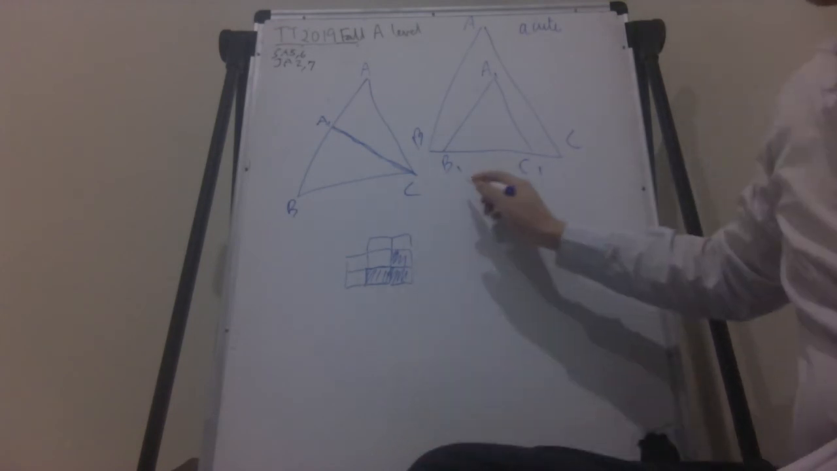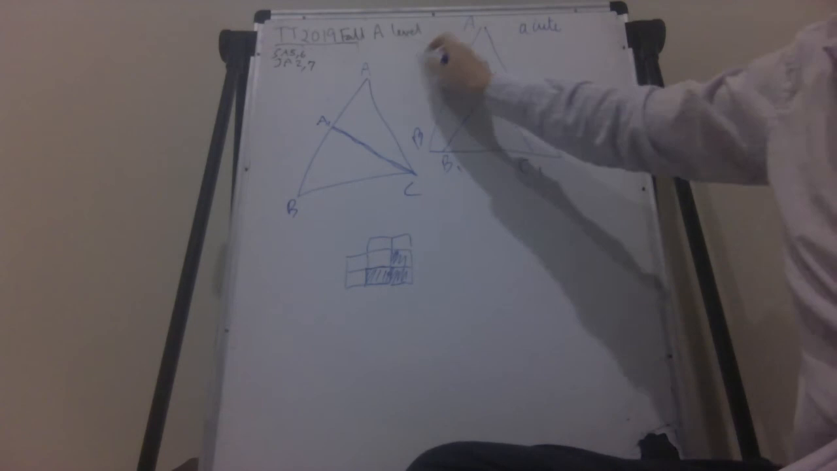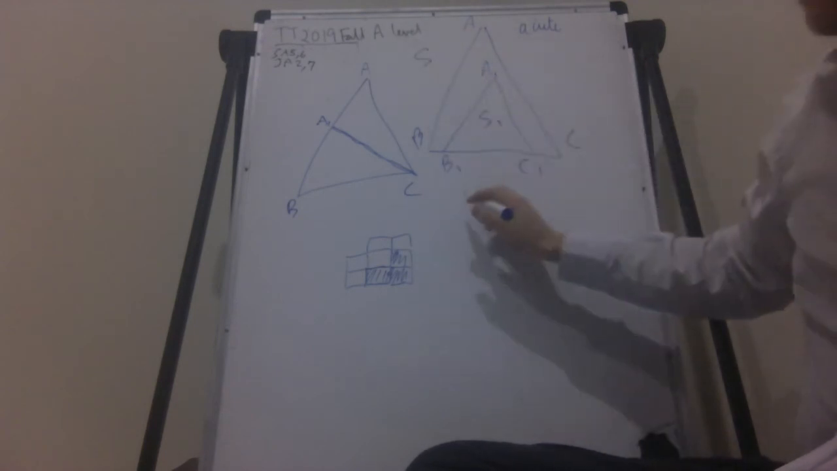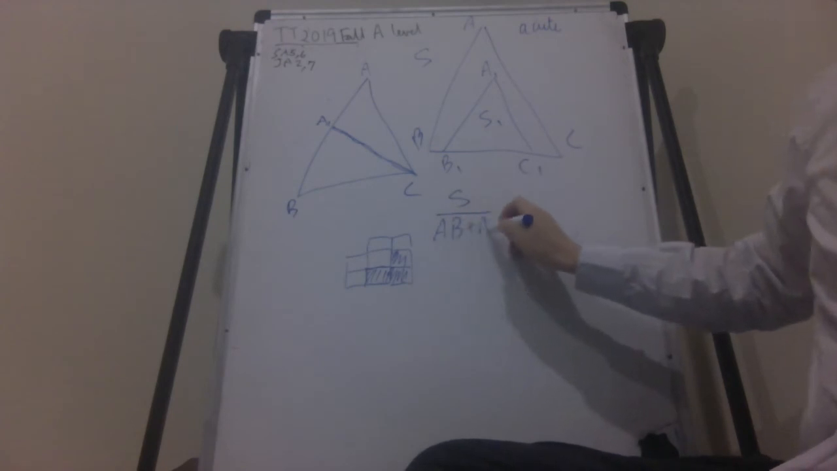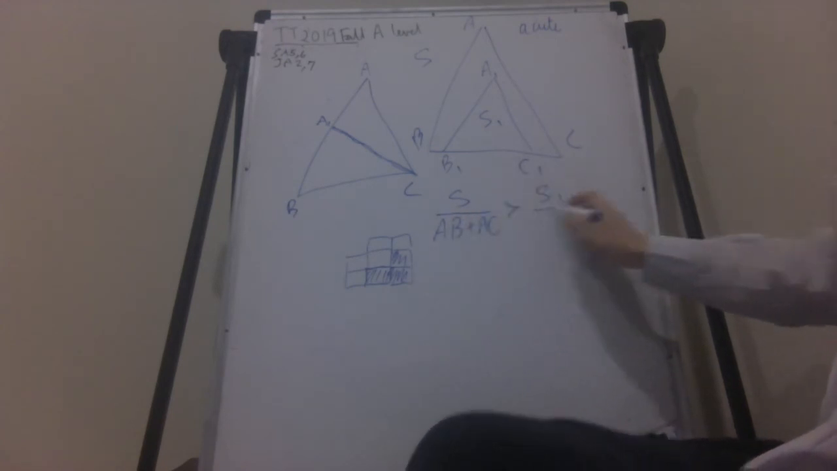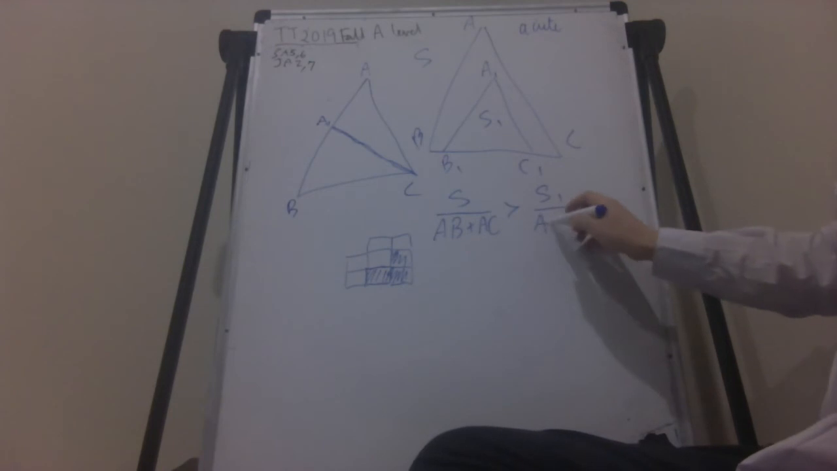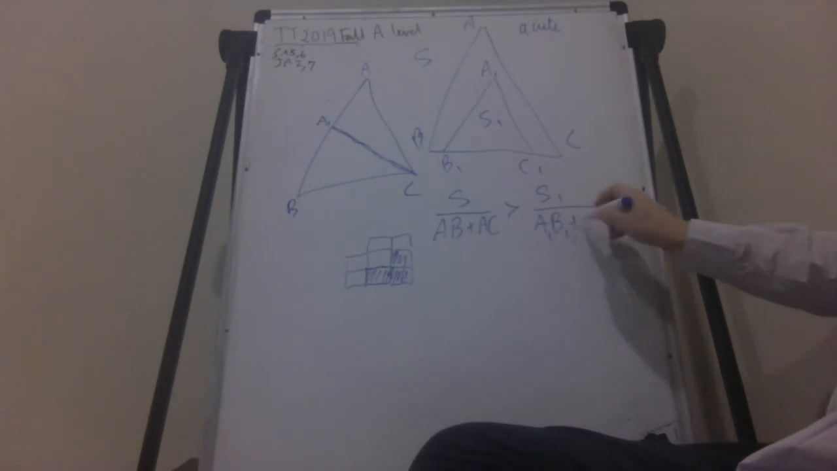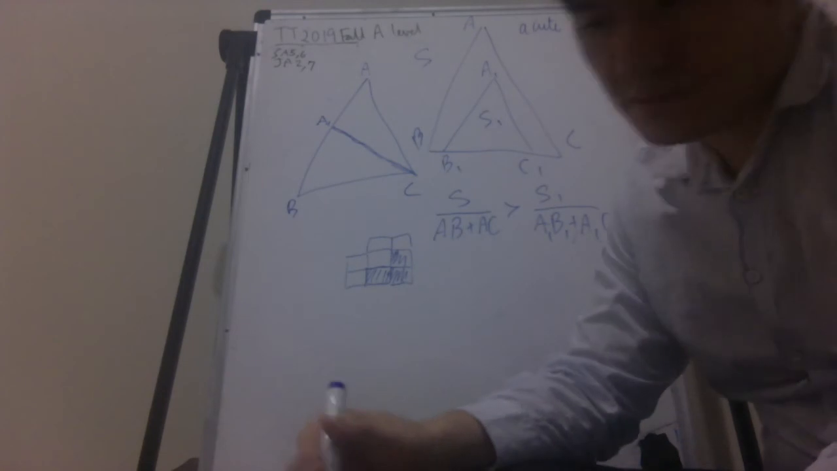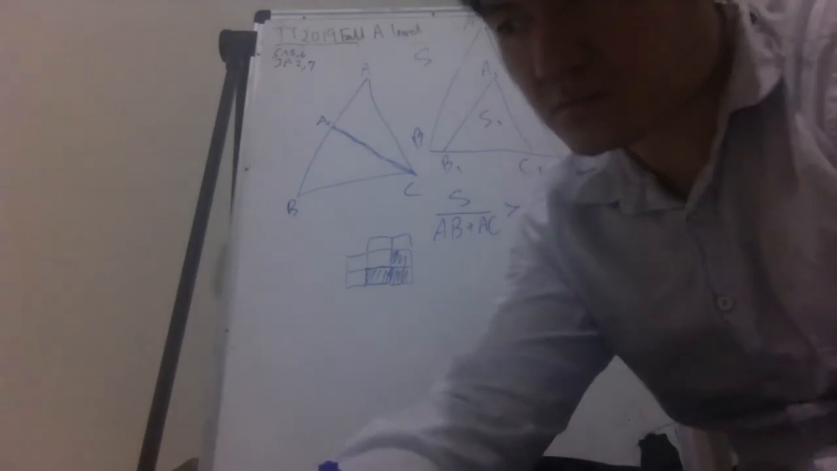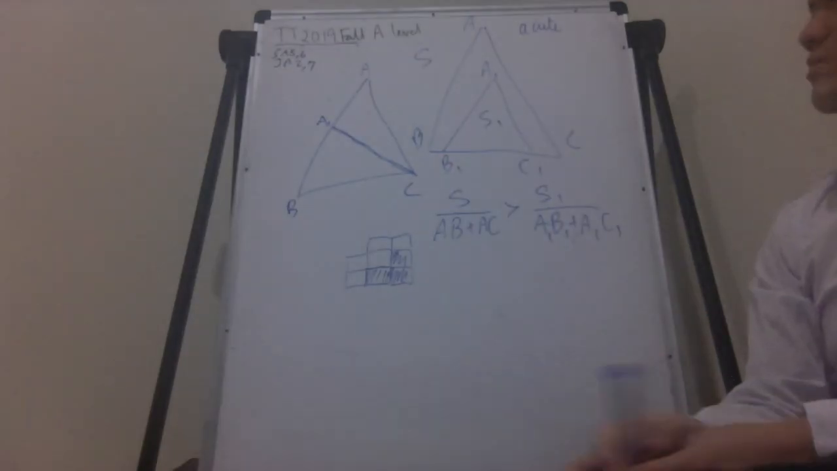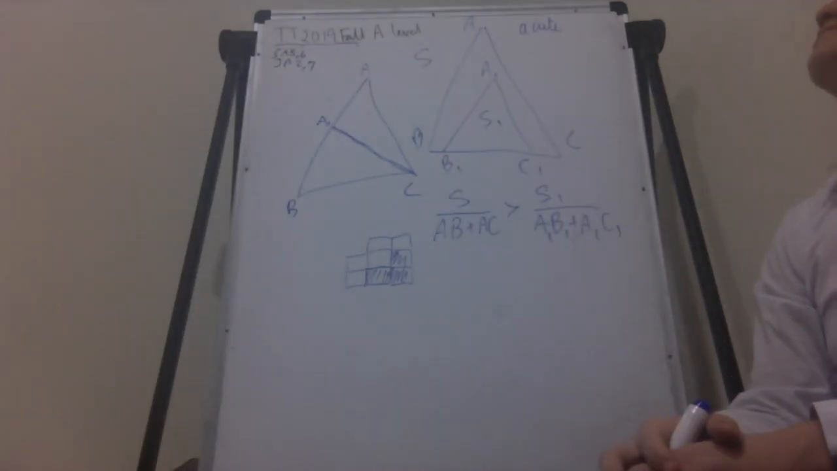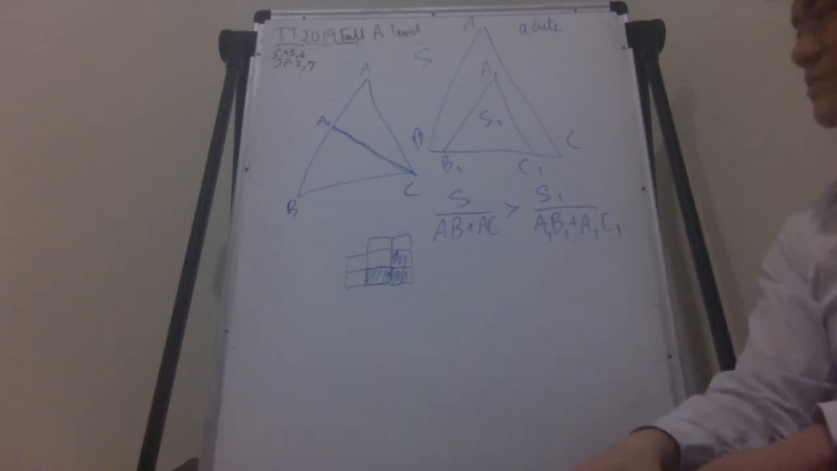And the goal is to show that the area of the big triangle is S, the area of the small triangle is S1. That S on AB plus AC is always bigger than S1 on A1B1 plus A1C1. Yeah? And the thing does work with coordinate geometry. I think some of the simpler cases work with coordinate geometry. But I feel like the observation I made on Monday is enough to solve this problem, yeah?